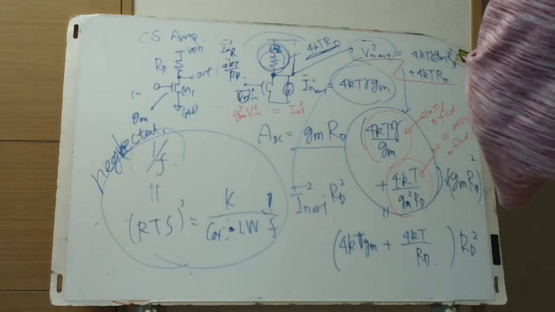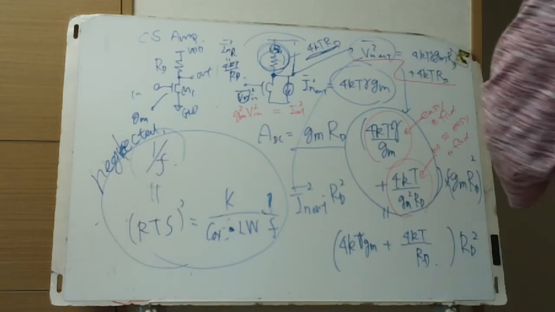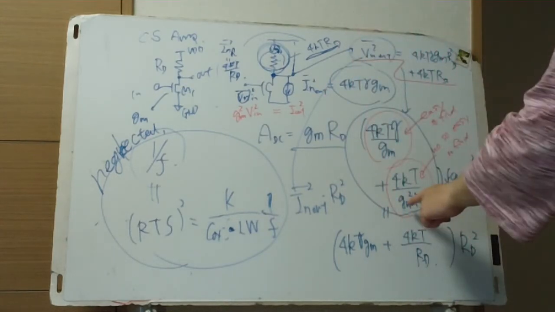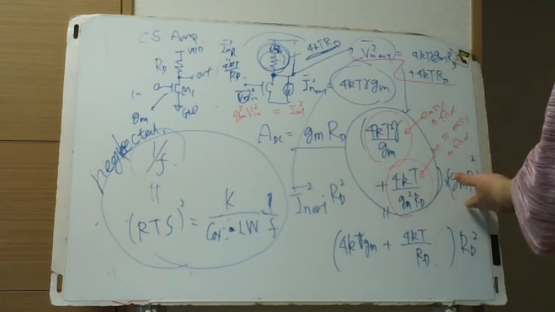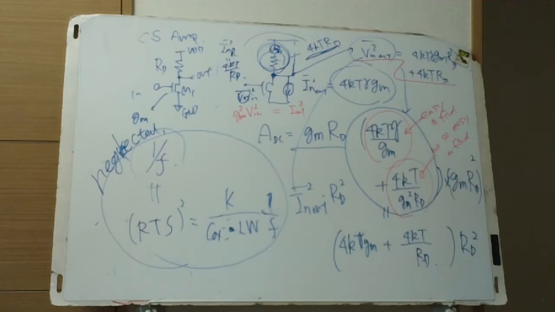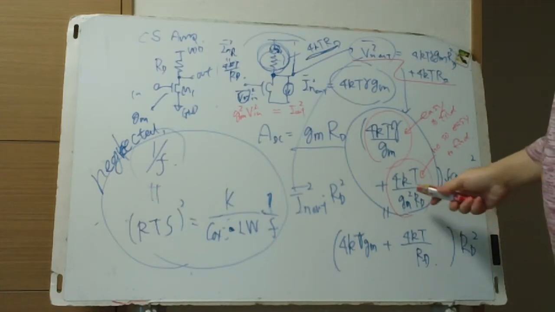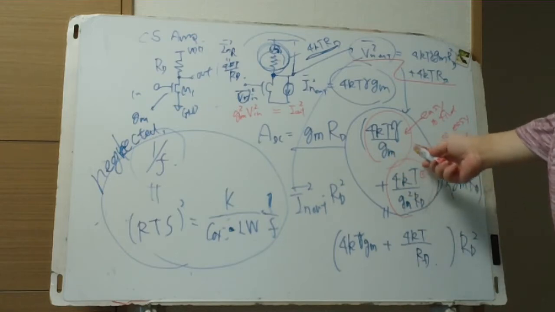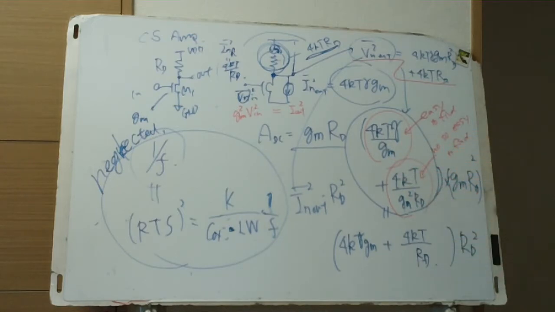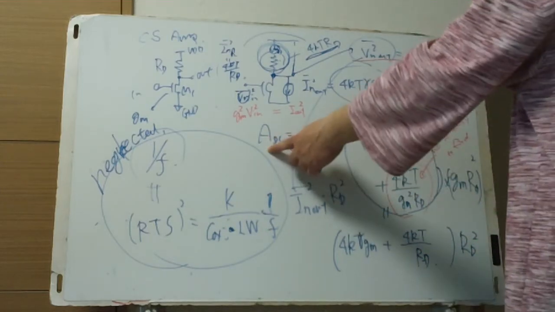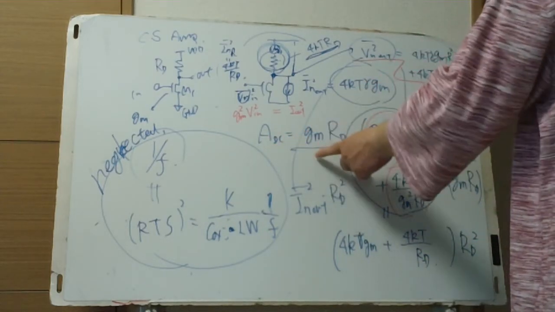Let me see how to derive this without these. We couldn't get the input referred voltage noise of the resistance, output resistance RD, considering DC voltage gain gmRD.